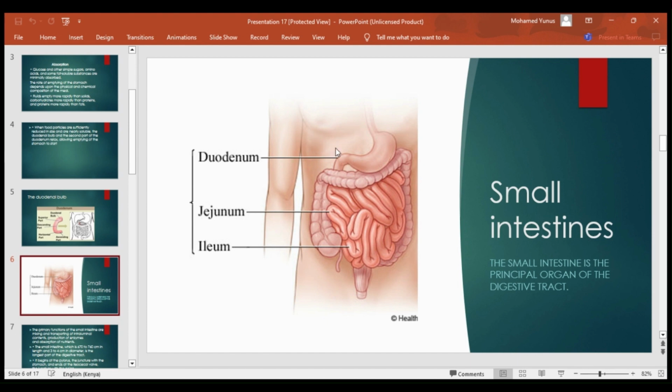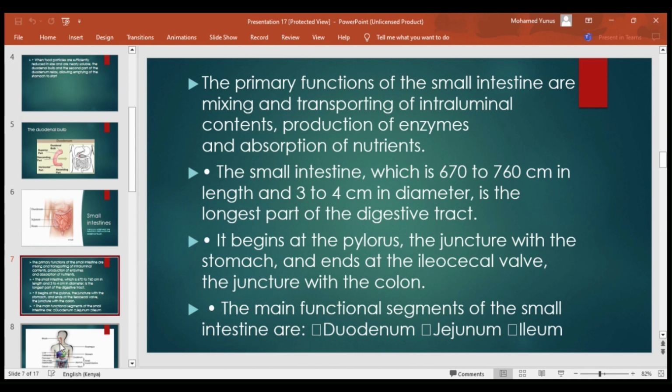We have the duodenum, that's the uppermost part. We have the jejunum, that's the middle part, and we have the ileum, that's the lower part. The primary functions of the small intestine are mixing and transportation of intraluminal content, production of enzymes, and absorption of the nutrients.